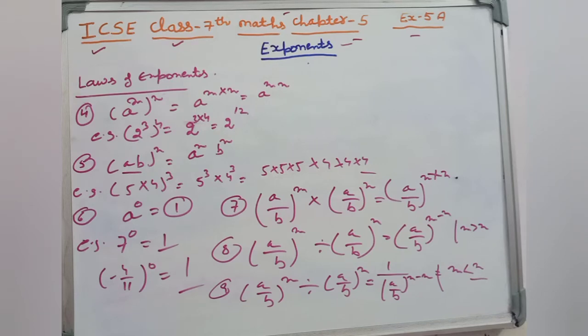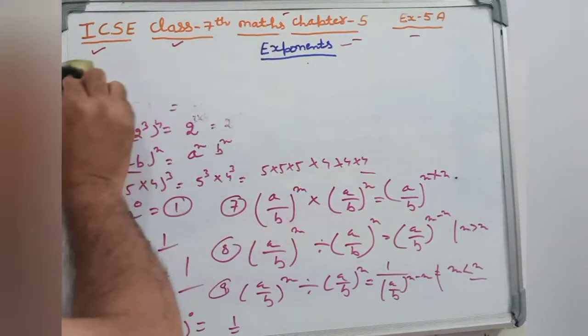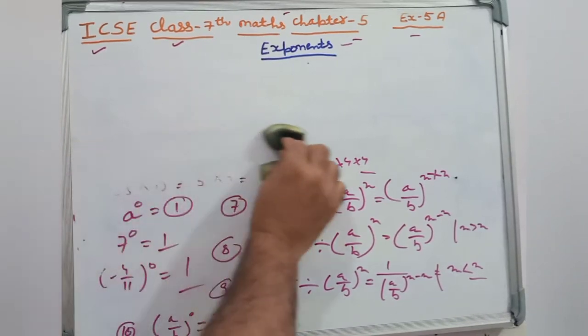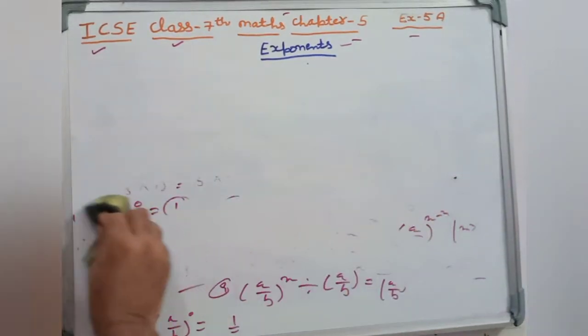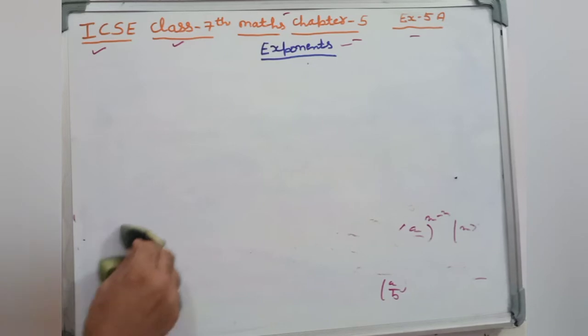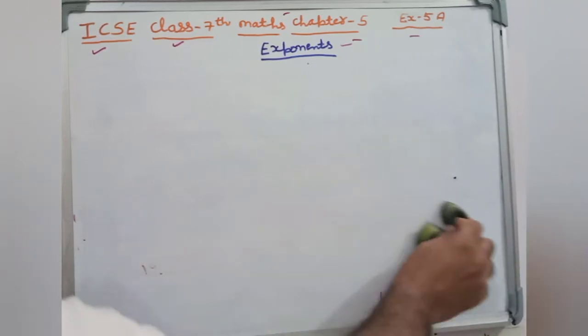Now the 10th rule, you should also keep in mind, if I write a fraction raised to power 0, you will take it as 1. Right? So these are all the laws related to the exponents. We are going to start here the exercise, that is exercise 5a. Right, students?